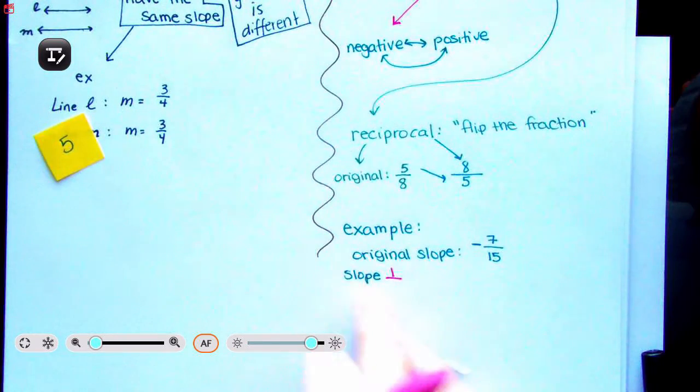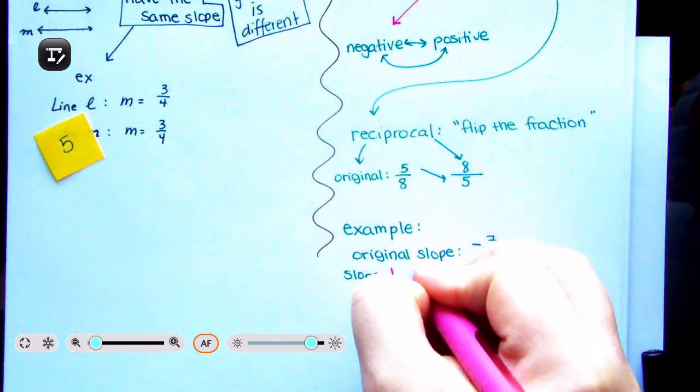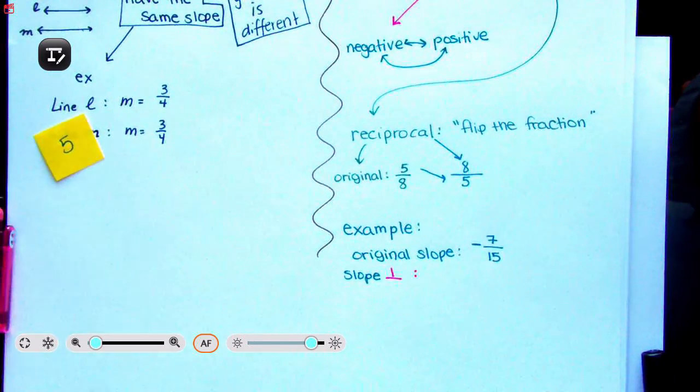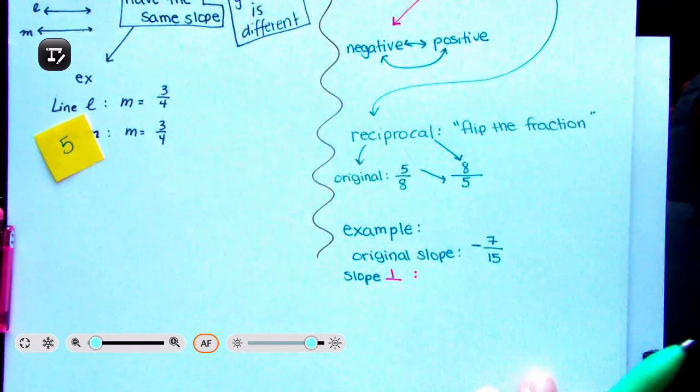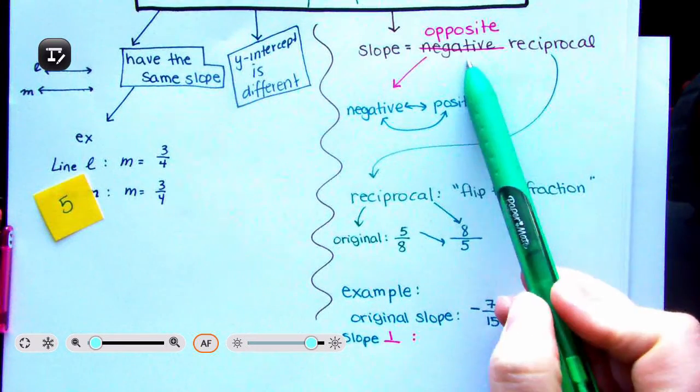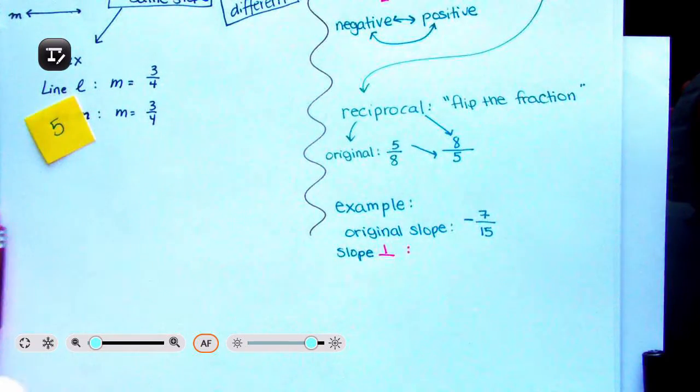Okay, so the slope of the perpendicular line is going to be, again, the opposite reciprocal. What I'm pointing at here is this section here, opposite reciprocal. So the opposite, let's change color so it's a little bit more noticeable.